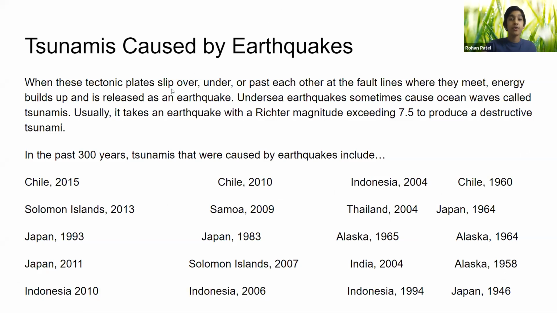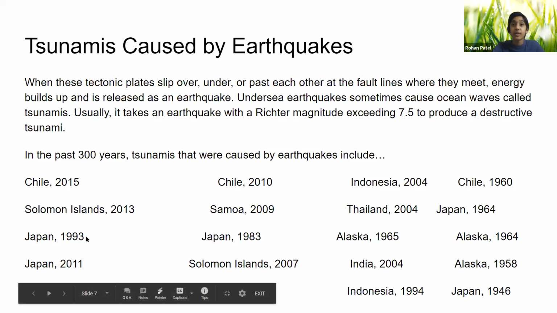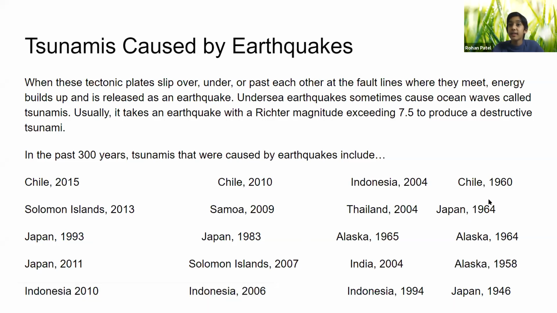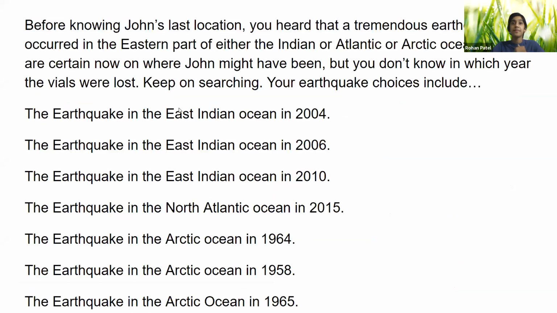So most of your answers include 2004, 2010, and 1964. So let's keep those 3 dates in mind because they will come in handy. 2010, 2011, 2004, and 1964 and 1965. Okay, let's keep those dates in mind, but let's continue.